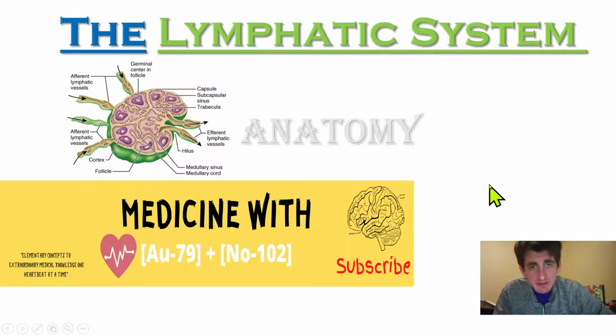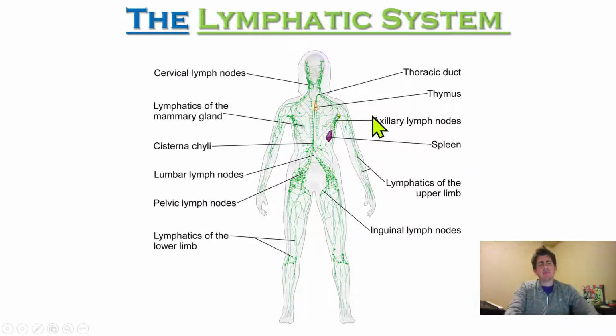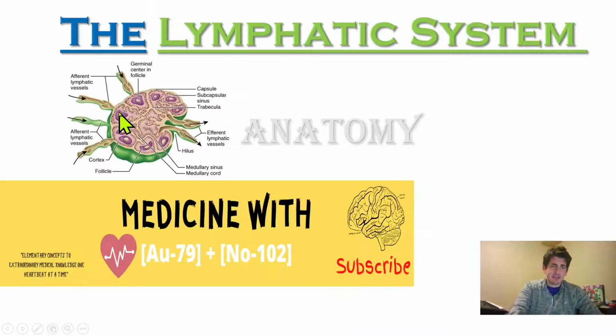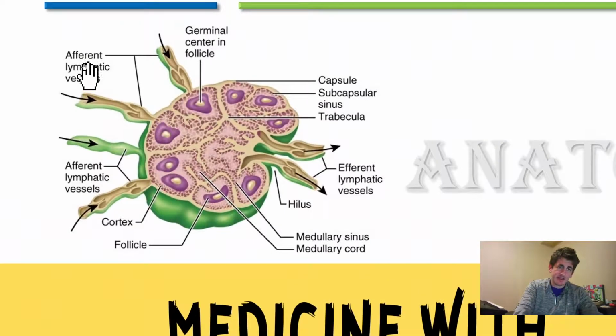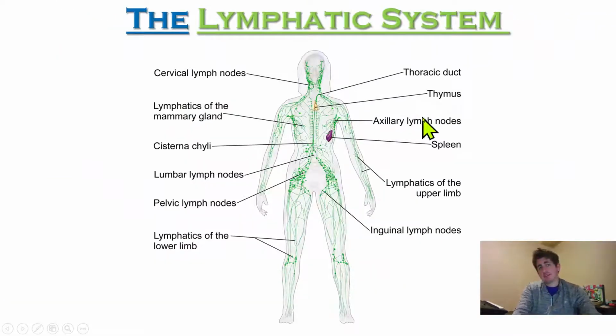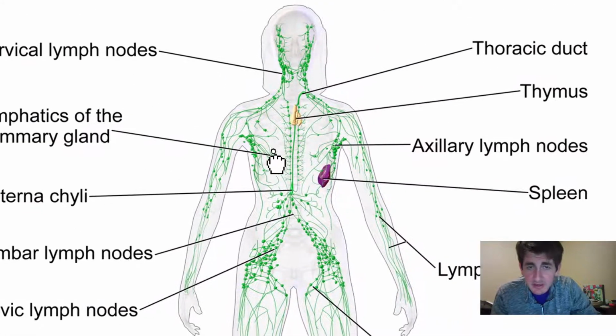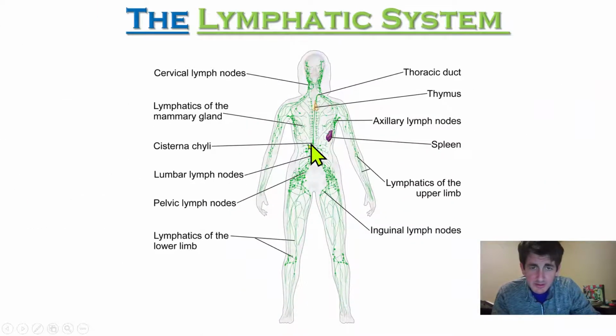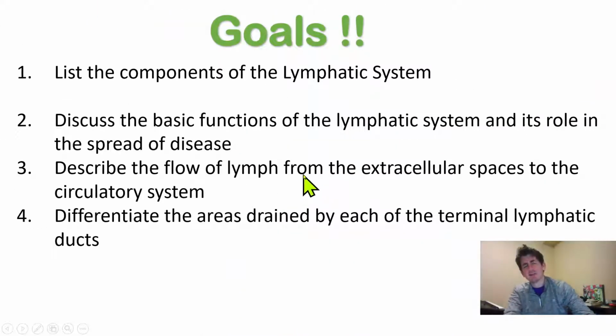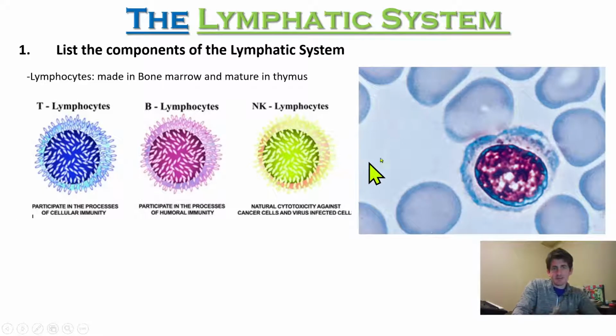So today we are going to talk about the lymphatic system. So here's a lymph node right here. But the lymphatic system has all these parts and components, and you can see it stretches throughout the body with lymph nodes and vessels and ducts and trunks and organs and all kinds of things. So we're going to talk about several things here about the lymphatic system.